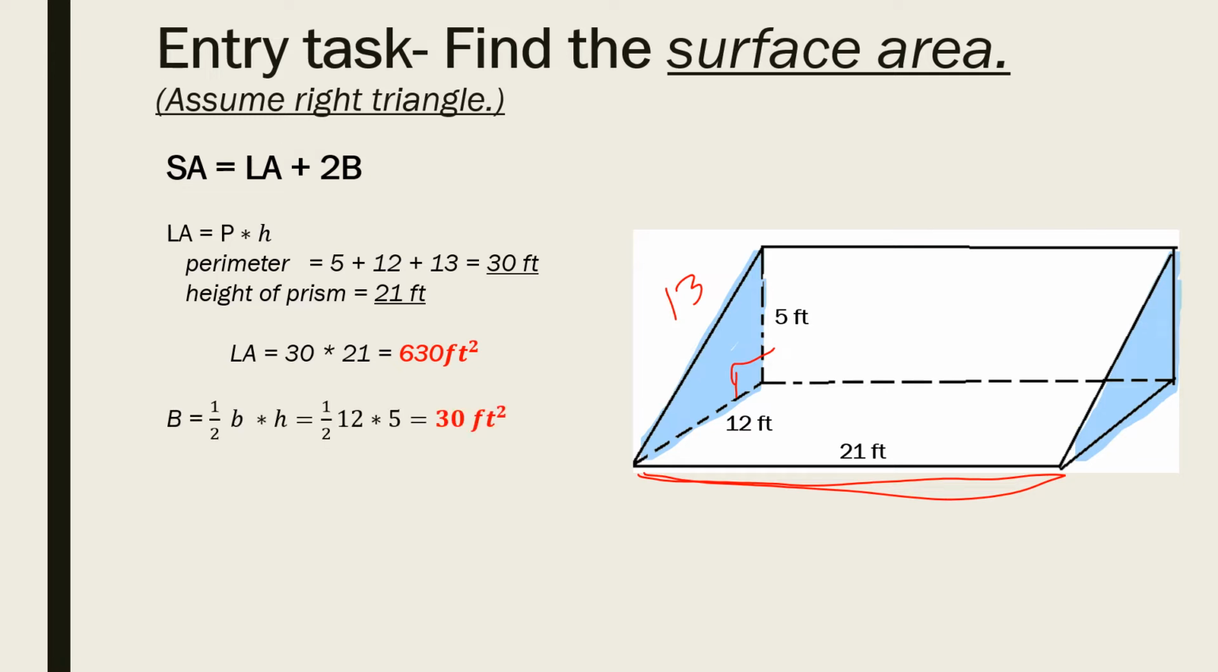So then the area of my base will be 1/2 base times height because it's a triangle. So 1/2 times 12 times 5, and that gives me 30 feet squared for one of my bases. So then for my surface area, I'm going to do my lateral area of 630 feet squared plus 2 times one of my bases of 30, which will give me a total area of 690 feet squared.